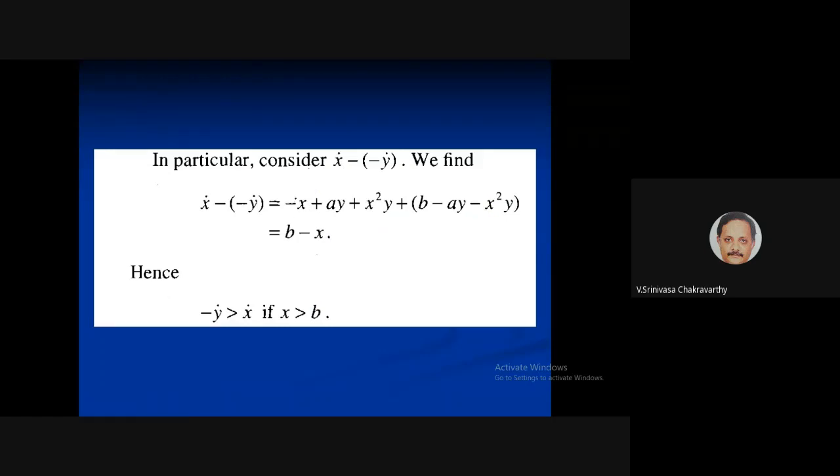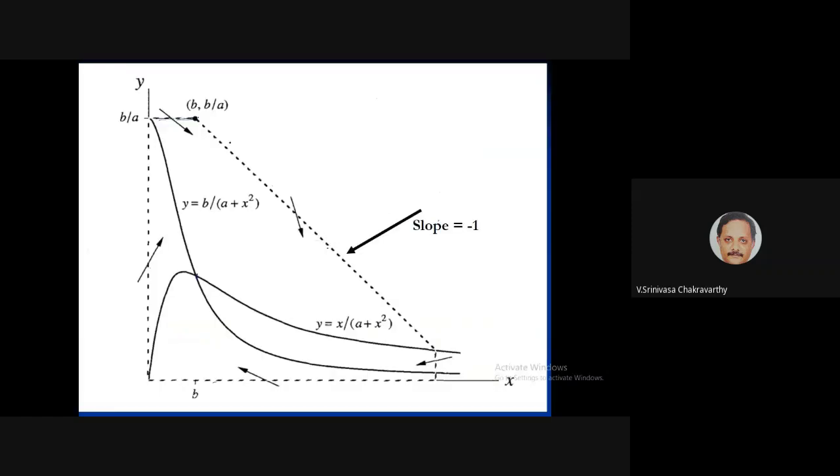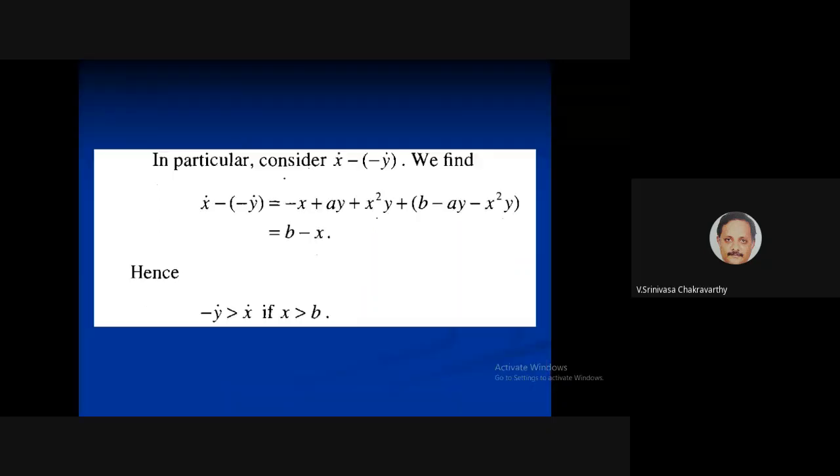So that's indeed the case, because if you calculate x dot minus of minus y dot, which is x dot plus y dot, and that can be shown to be, if you just plug in, this is the x dot value, this is the y dot value. If you calculate this, you get b minus x. So in this stretch, my x is greater than b, right? Because up to this point, we have taken b, and beyond that, x is greater than b. So if x is greater than b, then this quantity is negative. So which means x dot minus of minus y dot is negative.